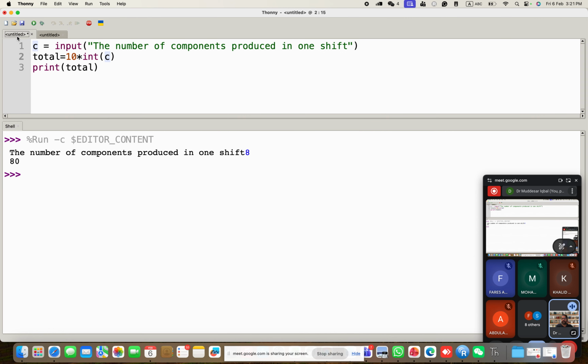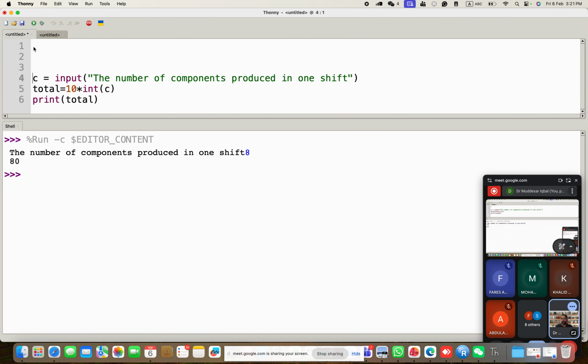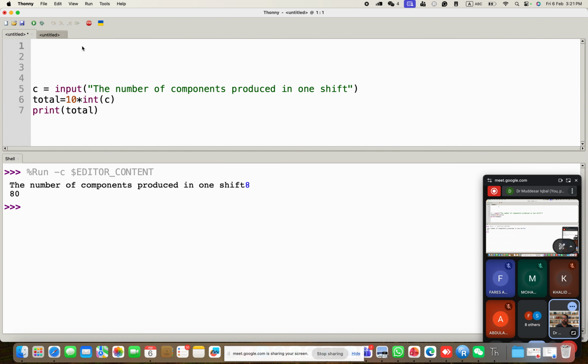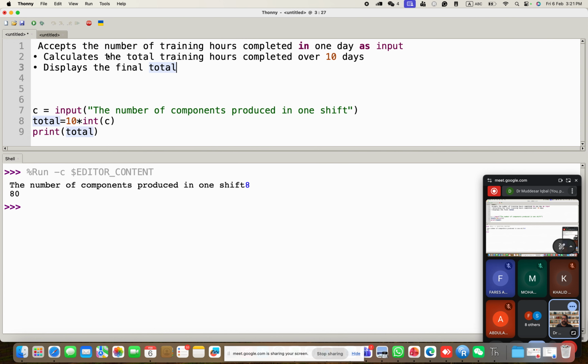Last question you had here, right? This one. If I copy this question on top, I'll tell you how you can get the same results by changing the bare minimum. Look at this. Accept the number of training hours completed in one day. Here we're saying number of components produced in one shift, right? Same thing it's asking you to do there. All you have to do is change nothing but the message. You see here? Only messages change like this.